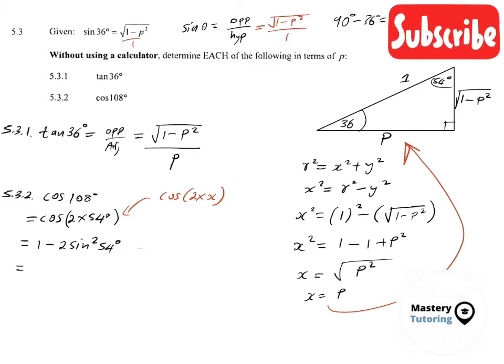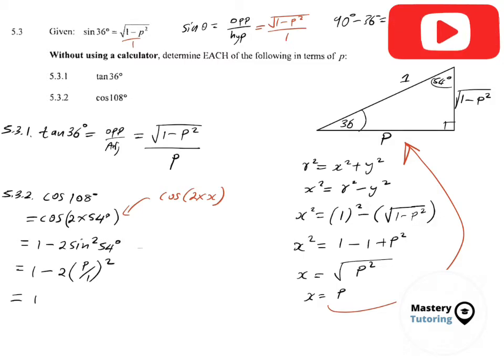I hope I don't lose you. We have 1 minus 2 sine squared, and I'm going to open the bracket. From this angle, sine 54 is opposite over hypotenuse, so it's p over 1. I'm going to have p over 1, squared. Everything must be squared. This is the same as 1 minus 2p squared as the answer. And now this brings us to the end of the question.